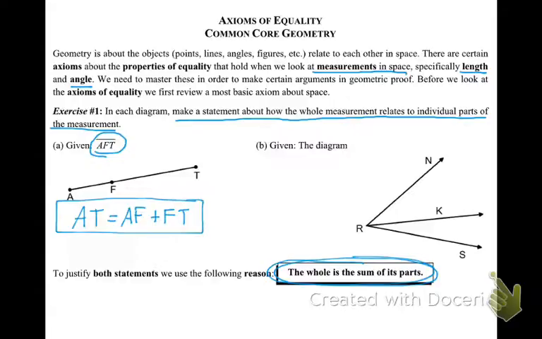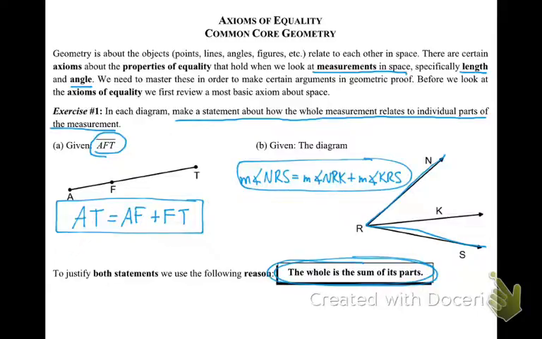For letter B, we have angles. The whole angle is NRS. So we said that the measure of angle NRS is equal to the sum of its parts: the measure of angle NRK plus the measure of angle KRS. And that's a statement we can conclude from this diagram with the axiom, the whole is the sum of its parts. So again, as we go through, pause the video and write down anything you need to before moving on to the next part.